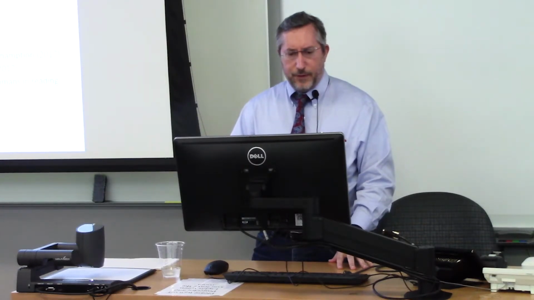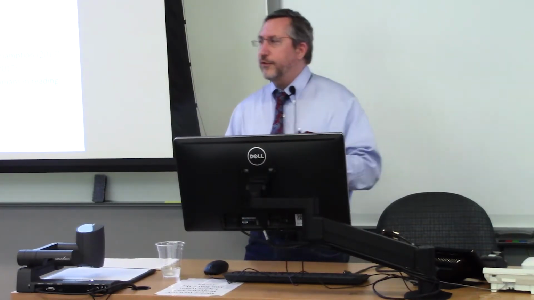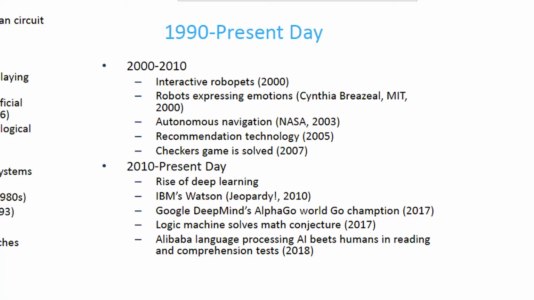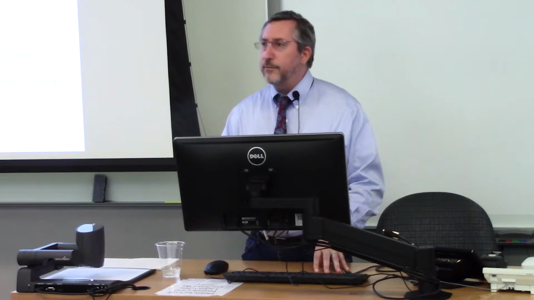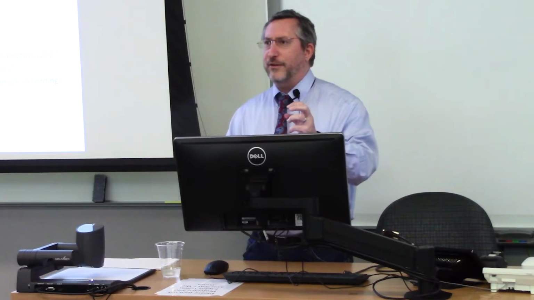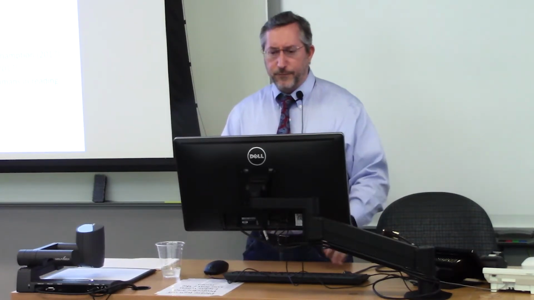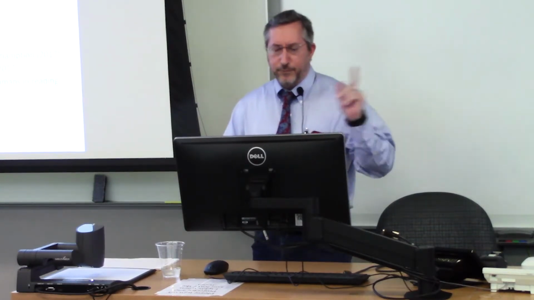But in the early 90s-ish, we started to have the rise of machine learning tools, which are very powerful and very useful. Again, people thought this might take over the world. It didn't, but some very powerful tools came out of this. In 2000, we have interactive robo-pets, which might be considered a step backwards rather than forward, but there's definitely, robots do interesting things, right? And they have kind of quirky behavior. Autonomous navigation began to be very important with NASA. Recommendation technology, the next iteration of expert systems, really begins to be very useful. And checkers game is completely solved.